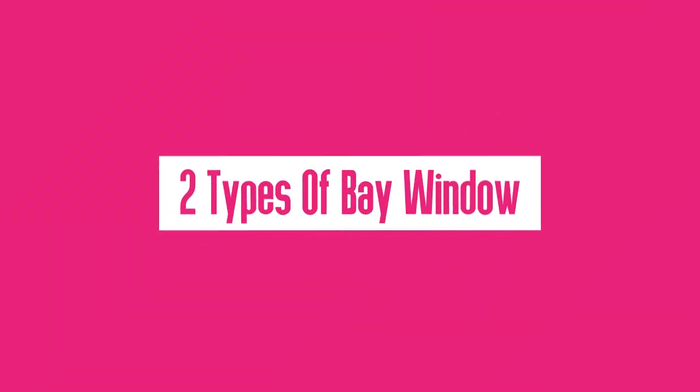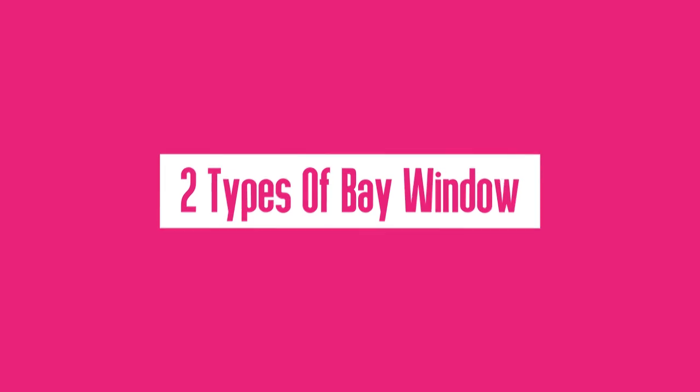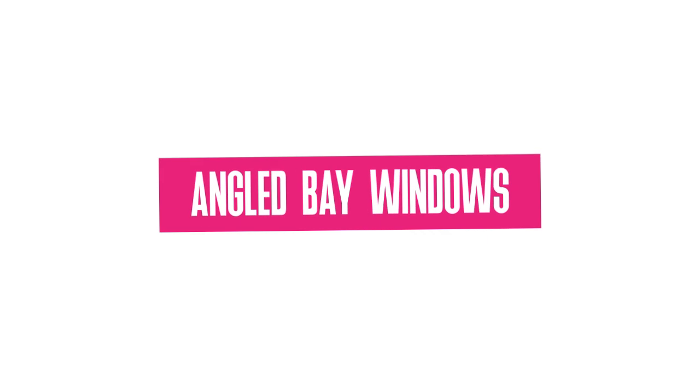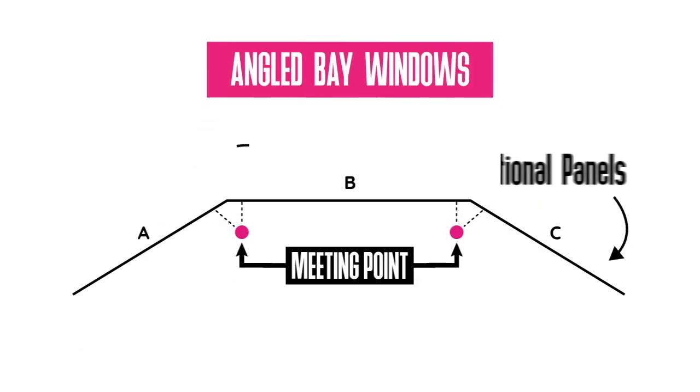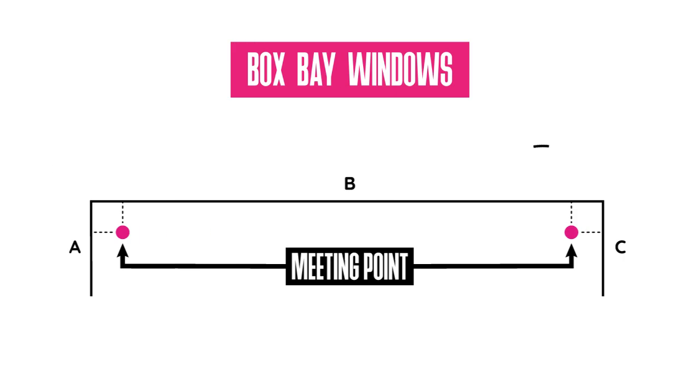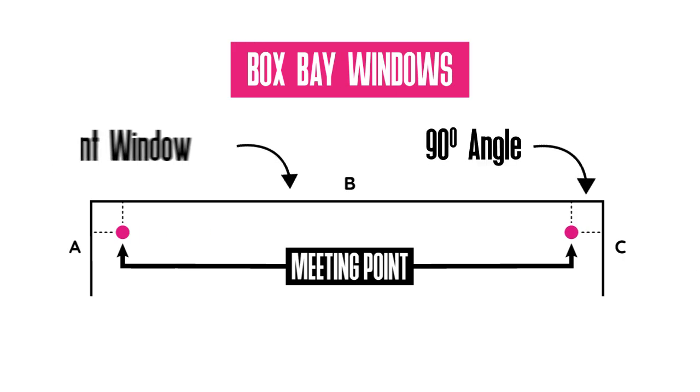Before we start taking measurements, it's important to know what type of bay window you have. There are traditionally two types of bay window: angled or box bay windows. Angled bays are where the two or more sections sit off the main window at an angle to the front window configuration. 90-degree box bays have straight 90-degree windows offset from the main window. But today we're going to focus on this angled bay window that we have here.